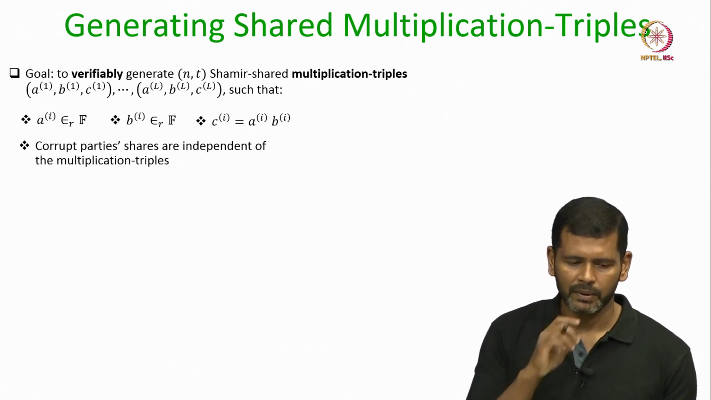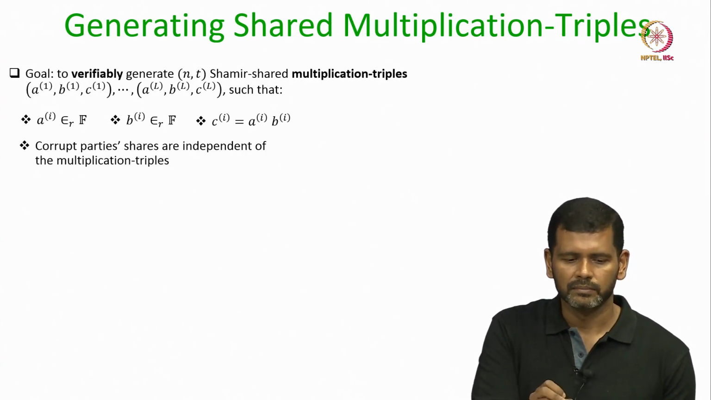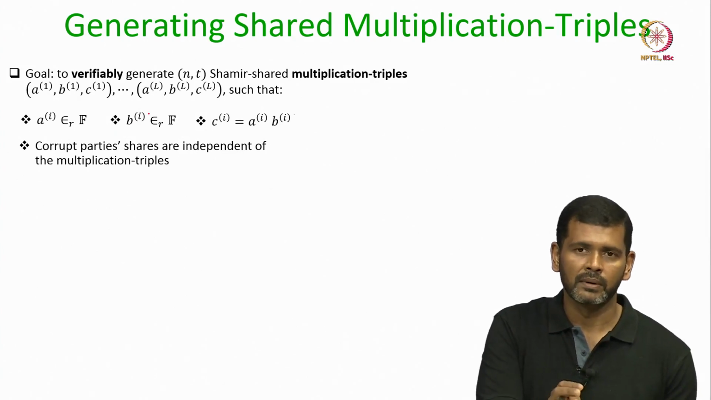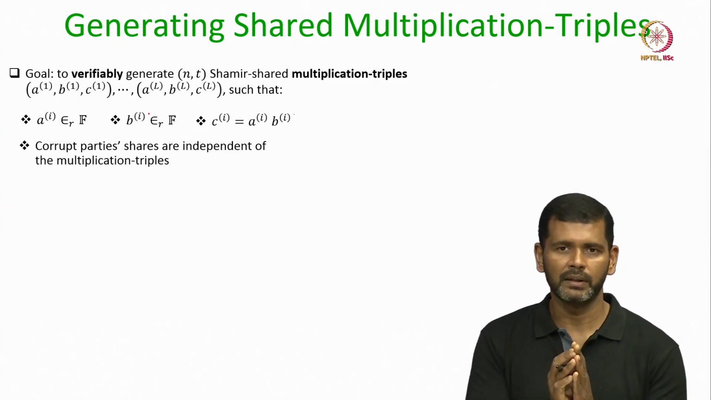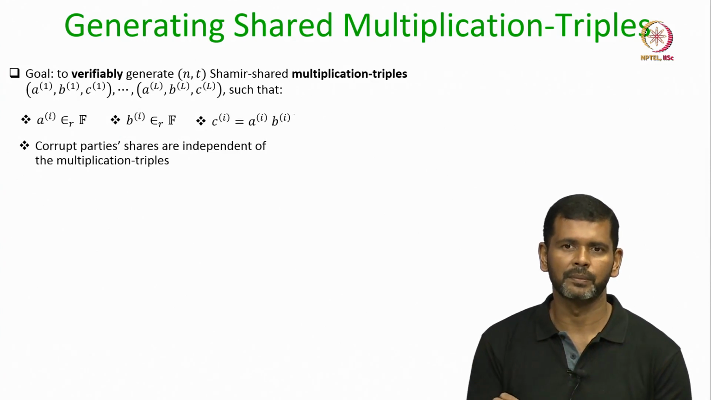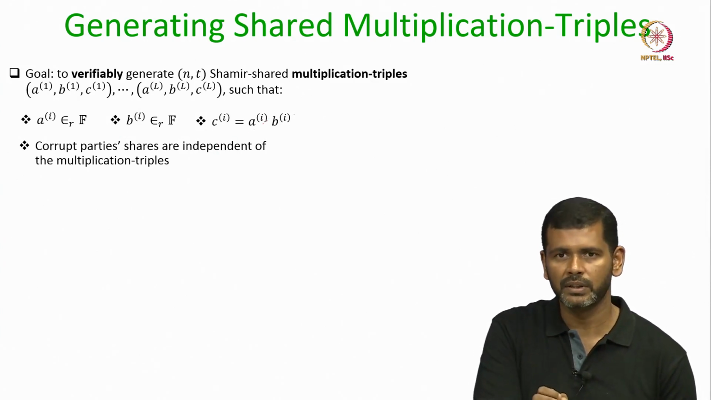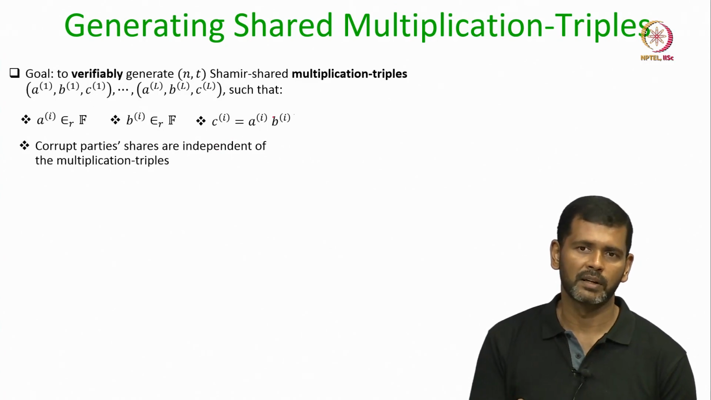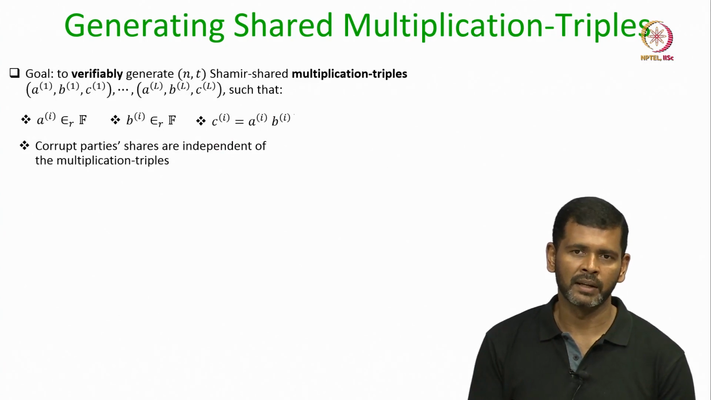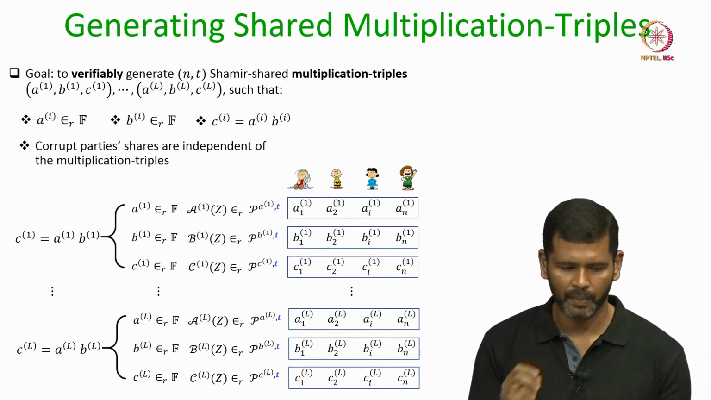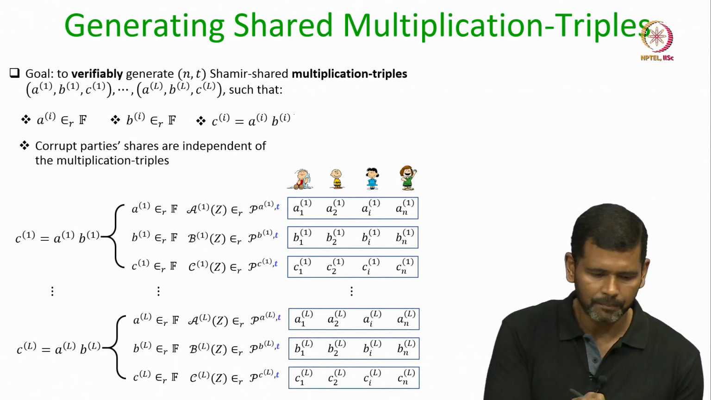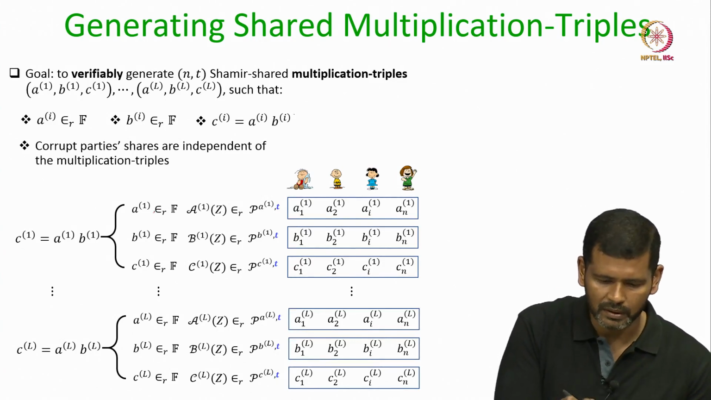And we want that no party should know the exact value of the triplet, but rather the triplet should be secret shared, and corrupt parties should have at most T shares for each of these multiplication triplets, which are independent of the underlying multiplication triplets. So, pictorially this is what we want.